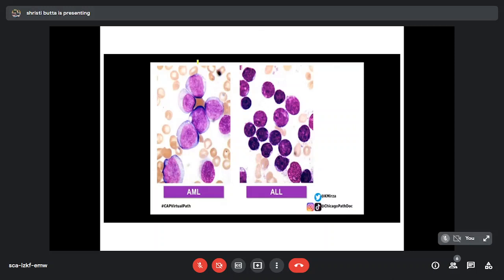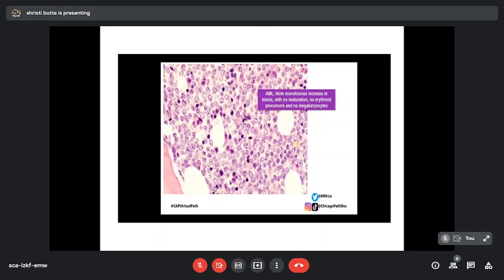And that everybody knows. The myeloblasts have open chromatin, whereas a lymphoblast has a clumped chromatin. Over here you have a lot of cytoplasm. The cytoplasm is quite scant in case of a lymphoblast. There are approximately 2 to 3 prominent nucleoli seen in a myeloblast, whereas the nucleoli are very inconspicuous in a lymphoblast, maybe 1 or 2. This is again a case of AML. Note the monotonous increase in the blast population, and there is no maturation, no erythroid precursors can be seen here.